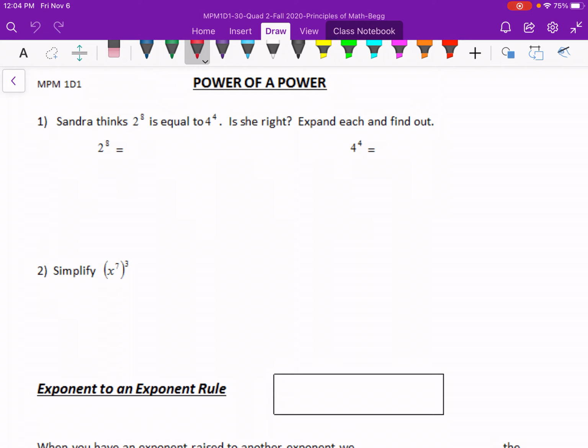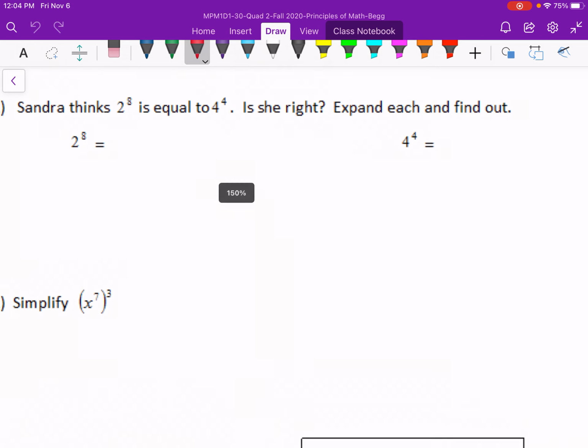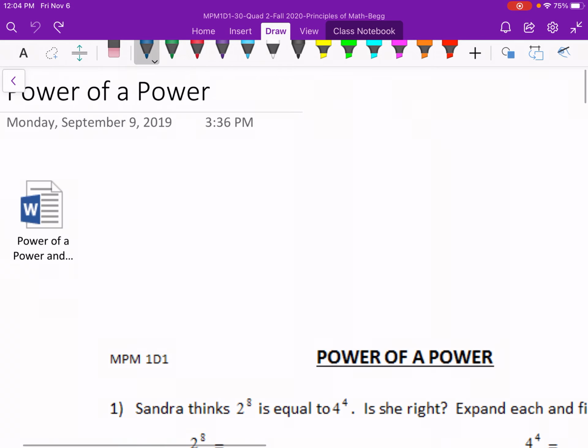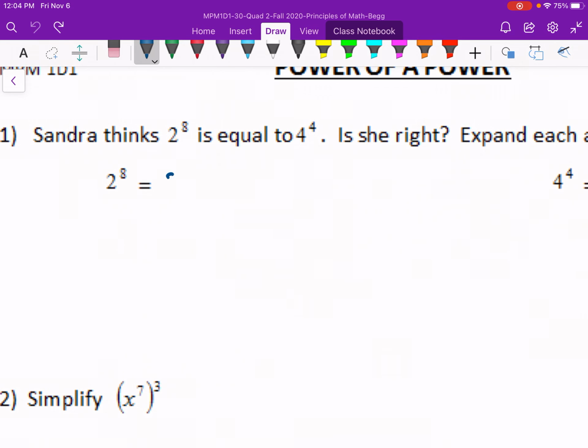It says, Sandra thinks 2 to the 8 is equal to 4 to the 4. Is she right? Expand each to find out. Well, 2 to the 8 means 2 times 2 times 2, dot means multiplied, times 2, times 2, times 2, it's 6, 7, 8. So 2 times 2 times 2 times 2 times 2 times 2, that's going to be 256.